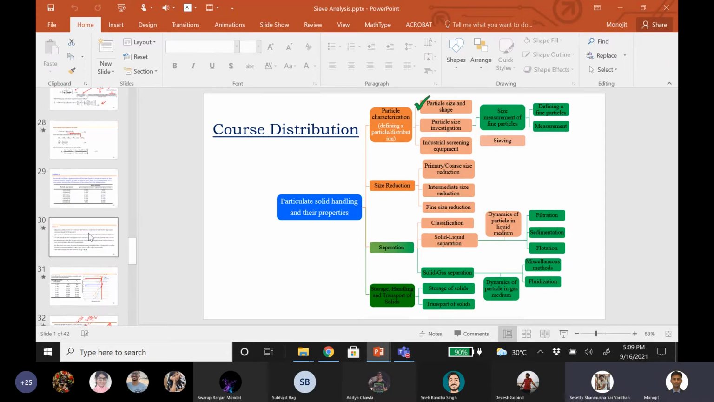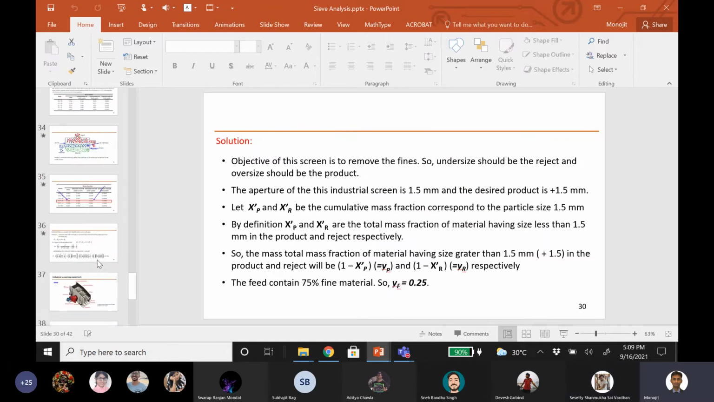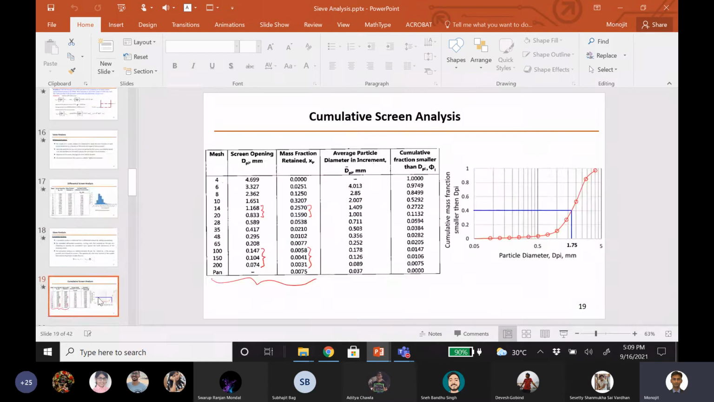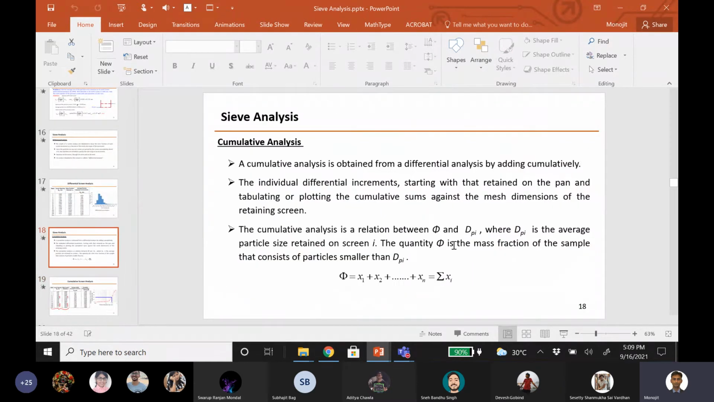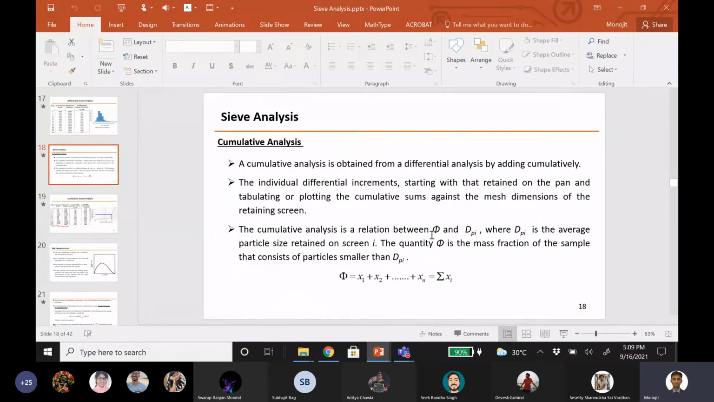Yeah, but what is the definition of the function that we had discussed? The cumulative analysis, let me go back to that slide. Yeah, this one maybe. The cumulative analysis is nothing but a plot between phi and dpi. How is phi defined? Phi is defined as the mass fraction of the sample that consists of particles smaller than dpi.